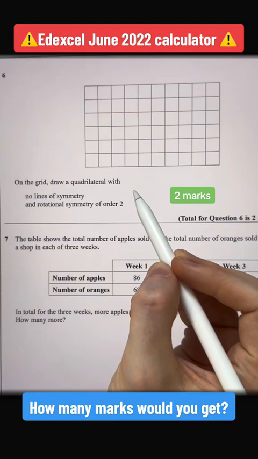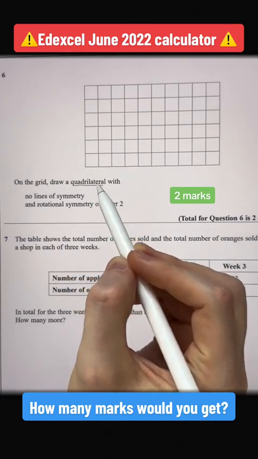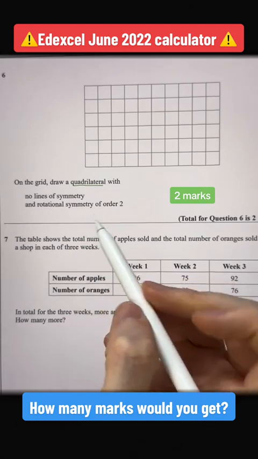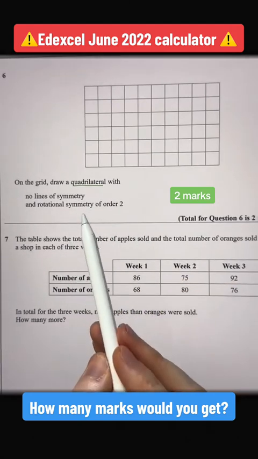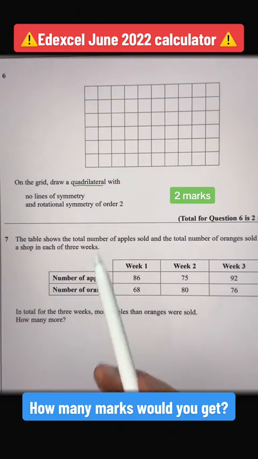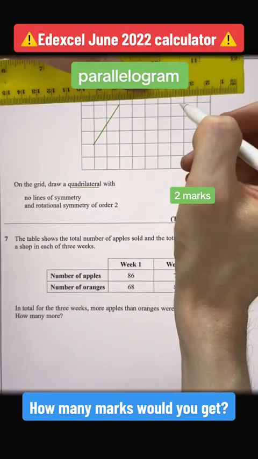Question 6. On the grid, draw a quadrilateral with no lines of symmetry and rotational symmetry of order 2. Well, a quadrilateral is a shape made up of 4 straight sides. As it has no lines of symmetry and rotational symmetry of order 2, therefore I'm going to be drawing a parallelogram.